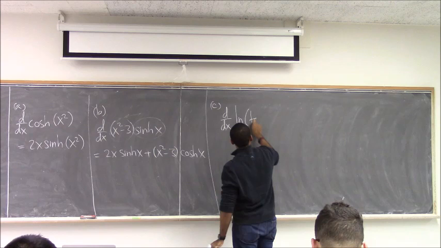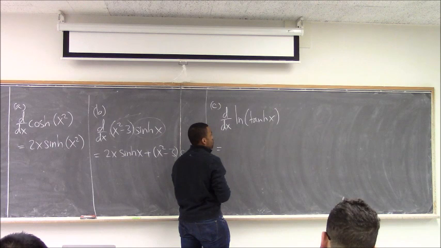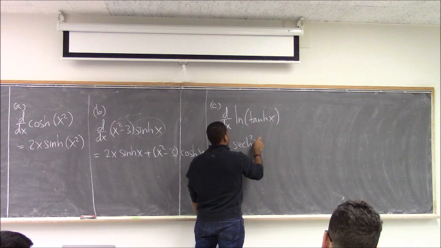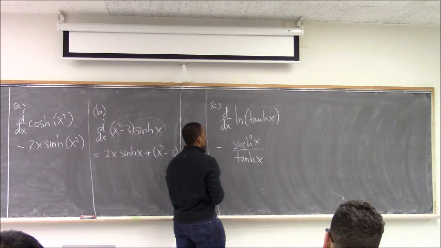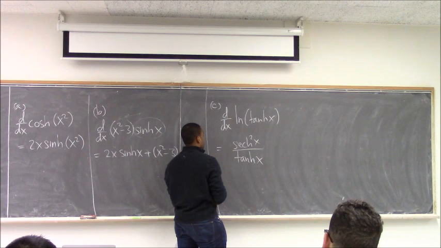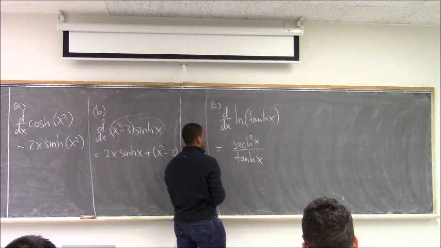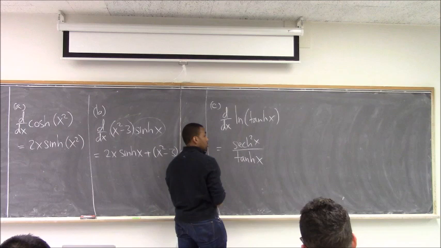How do you do this one? I don't know how to pronounce that, but sech squared. Hyperbolic secant squared x over 10 tanh x. Can you explain to me what rule you used? Not sure. What is the rule? Logarithmic differentiation. Yeah, what is the rule? That turns into 1 over that times du. It's the derivative of the function over the function itself.